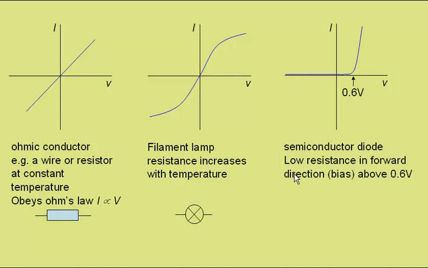So just to repeat, it has low resistance in the forward direction or forward bias when it is above about 0.6 volts, and it has very high resistance in the reverse direction or reverse bias. This is the circuit symbol for a semiconductor diode, and as you'd expect, this, effectively like an arrowhead, shows the direction in which current is able to flow, with current not being able to flow in this direction.